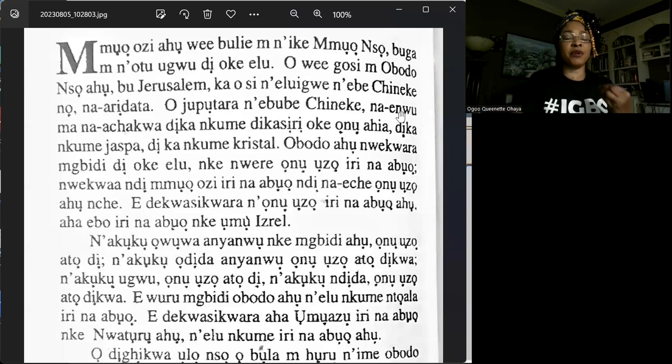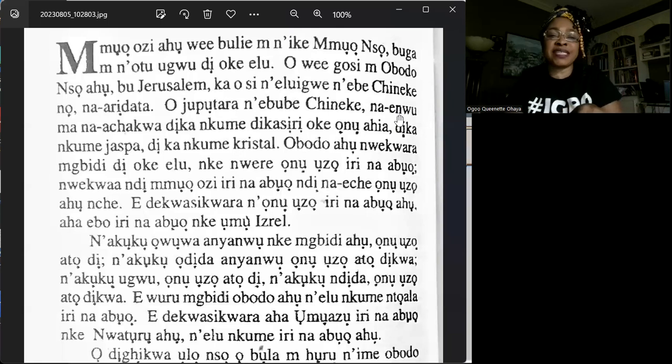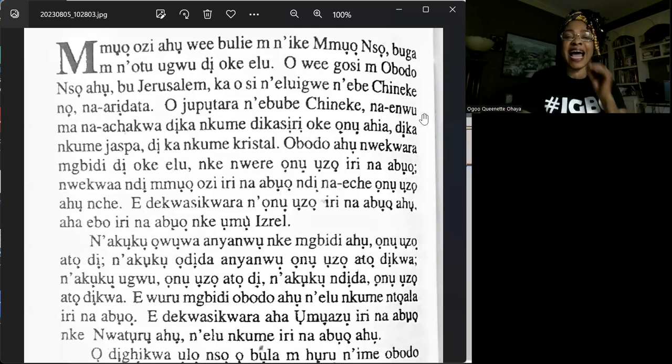Emeka, mepe ọnụ gị, meaning open your mouth to pronounce it well. Na-enwu. Don't swallow it because you were a little bit silent there. I want you, na-enwu. Ngwa, keep going. I want you to start from na-enwu. Na-enwu ma na-achakwa dịka nkume dịkasịrị oke ọnụ ahịa. Okay, Emeka, ngwa kwụsị.